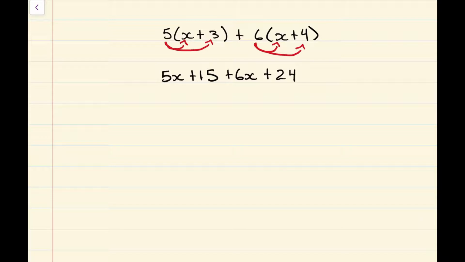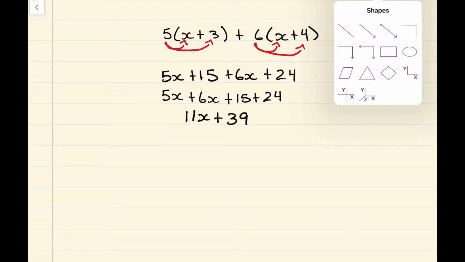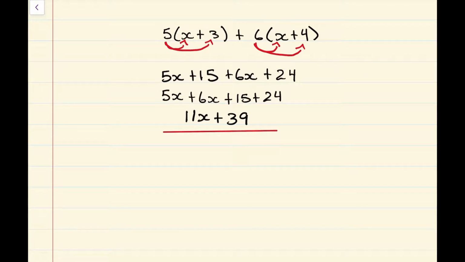And basically, to finish off this question, we would have to group like terms and simplify. So we're going to have 5x plus 6x plus 15 plus 24. Okay, and so now we're basically just simplifying from here on out. That will give us 11x, because 5x plus 6x is 11x, and 15 plus 24 is going to give us 39. Okay, so there is our answer, 11x plus 39.